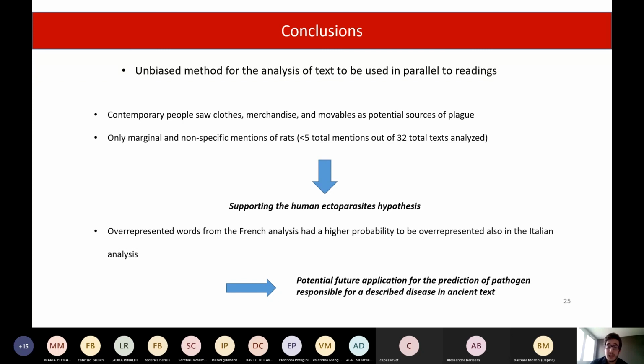At the same time, the word rats is mentioned only 5 times in total. Out of more than 1 million words, only 5 of these were the word rats, and never directly connected to the transmission of the infection of plague. These results support the hypothesis that during the second plague pandemic, the major vector of Yersinia pestis was not the rat flea, but human ectoparasites.